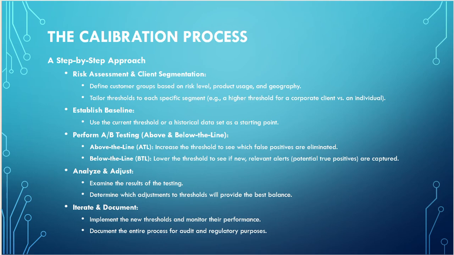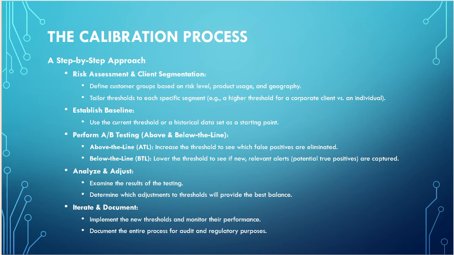So define the groups based on risk level, product usage, and geography. We filter the customers on the basis of their geography or the data we collected while onboarding the customer: customer due diligence, enhanced due diligence, and politically exposed persons, the PEP persons. So we define whether it is a normal customer, a high-risk customer, a medium-risk customer, or a low-risk customer. We define the segments on a risk-based approach. Then we set the tolerance threshold for each specific segment, with a higher threshold to capture the client and the individual. So we define the threshold tuning for that customer.